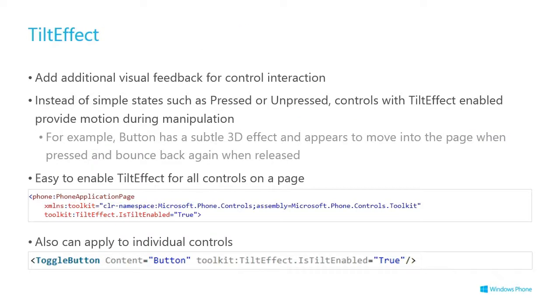Yep. There's another one that's interesting as well, something called Tilt Effect, which gives a nice subtle 3D effect. When you press on a button, you'll see it sort of tilt into the page. That's what it looks like. That's incredibly easy to enable as well. Just set toolkit:TiltEffect.IsTiltEnabled equals true onto that page. You can enable it on individual controls, or you can just enable it all across the page. And you get a really, really nice effect on that.